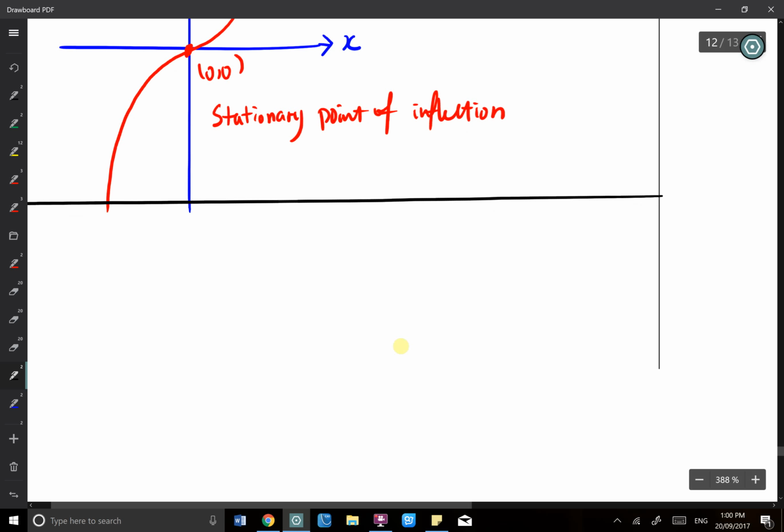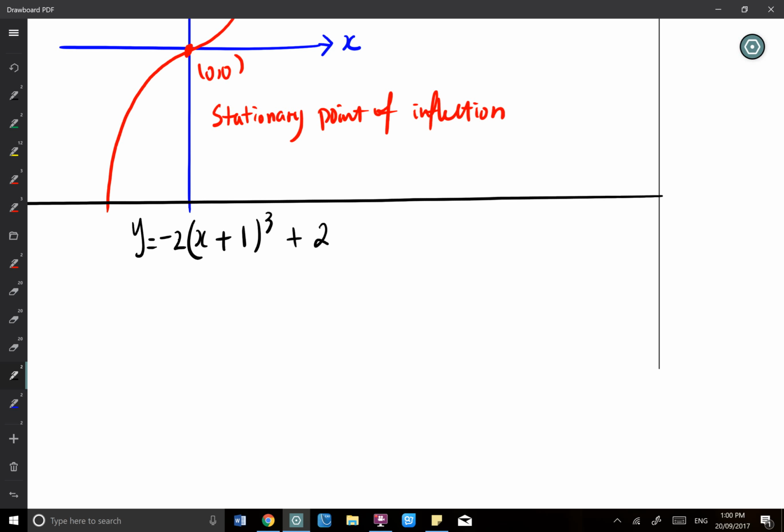So I'll write another example for you. Let's say y equals a(x plus 1) cubed. Let's say a is minus 2. Y equals minus 2(x plus 1) cubed plus, let's go for 2. I don't want to make it too large. So have a look at this form.